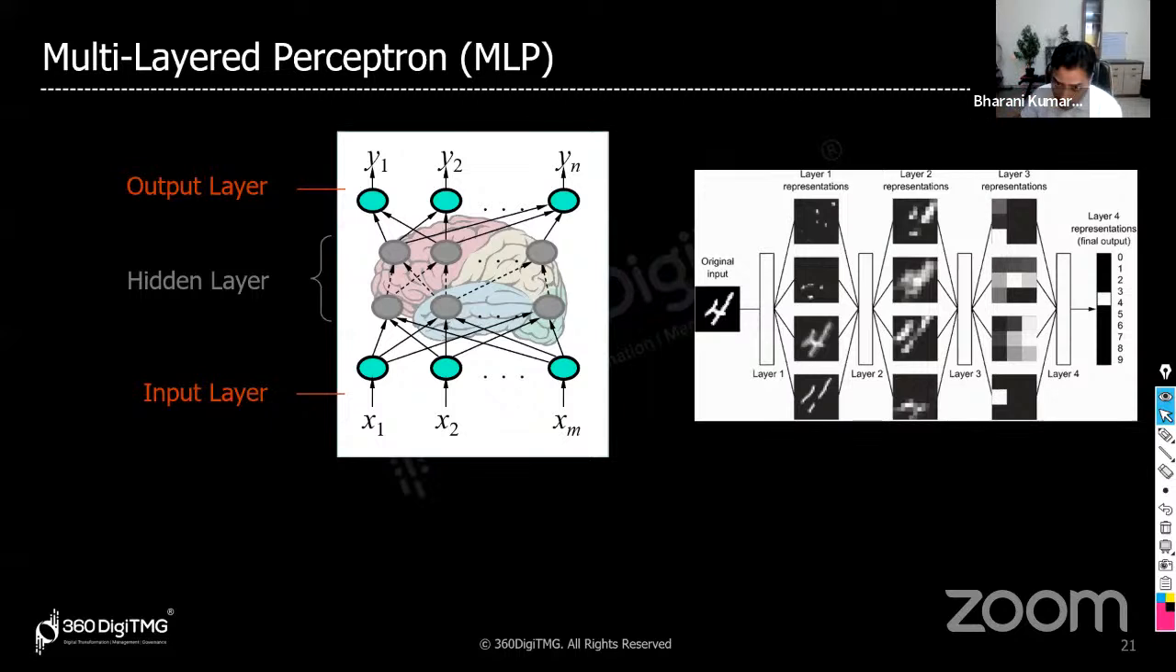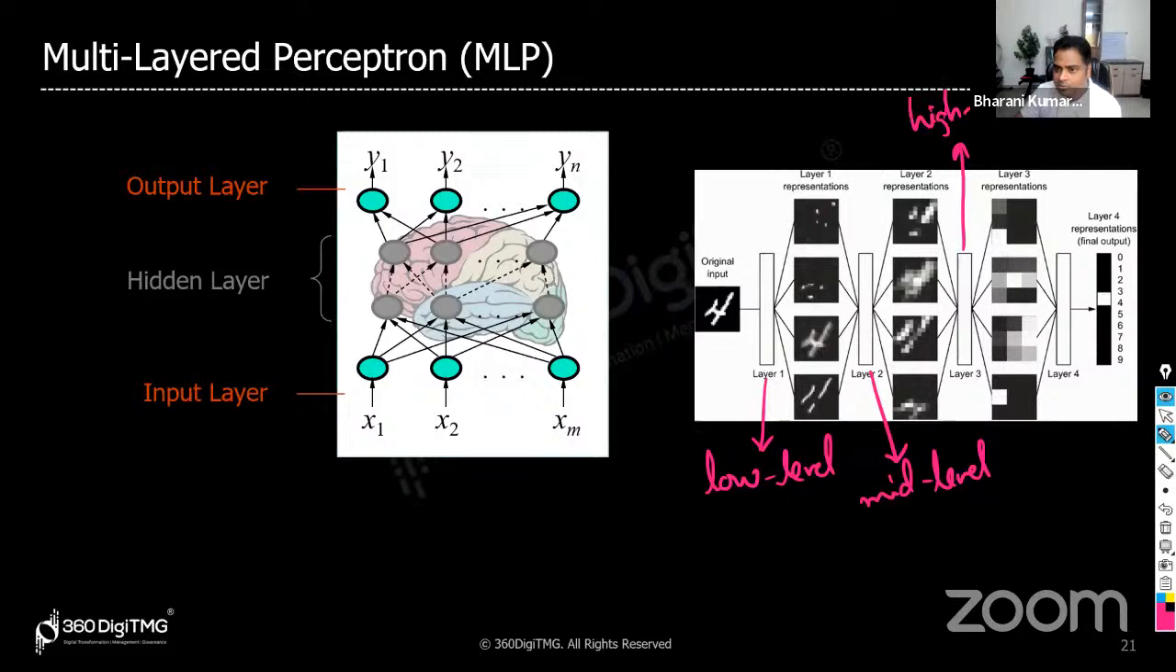And we also understood that the initial set of hidden layers will capture low-level details. The next set of hidden layers will capture mid-level features. The next set of hidden layers will capture high-level details. And then you have your output layer, post which you will have your output.